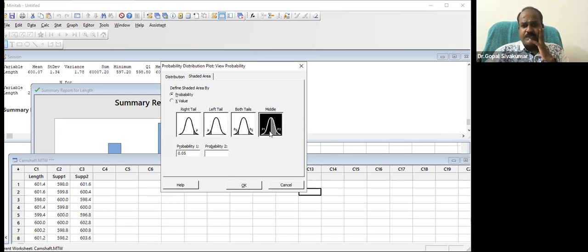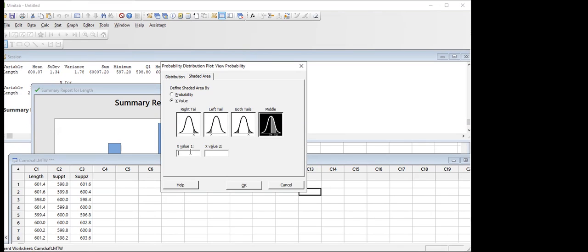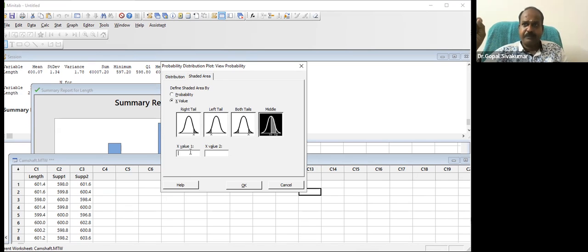Probability between 2 points. Point number 1 and point number 2, X values. Now what is the average mark I said? What is the class average? Come on, please. 75. So the standard deviation is 5.